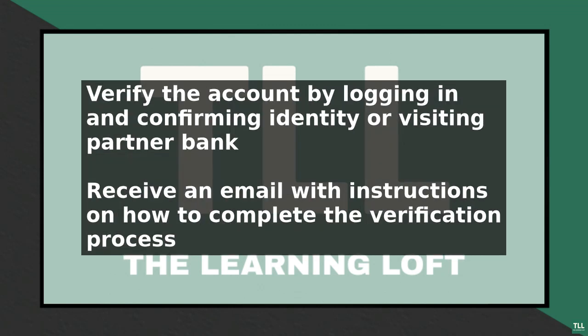This may involve logging into your account and confirming your identity, or visiting a partner bank in person to complete the verification process. Once your account is verified, you can start using it to send and receive money, pay bills, and access other banking services. You can also download the Chase Bank mobile app to manage your account on the go.